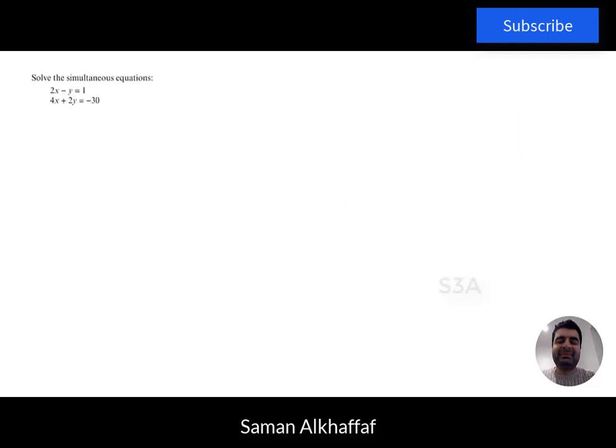In this example, we have two equations with two variables, so we can use simultaneous equations to solve them for the values of x and y. So we have 2x minus y equal 1, and we have 4x plus 2y equal minus 30. So what we can do here is simplify the two expressions. So we have 2x minus y equal 1. So that will be our first equation.